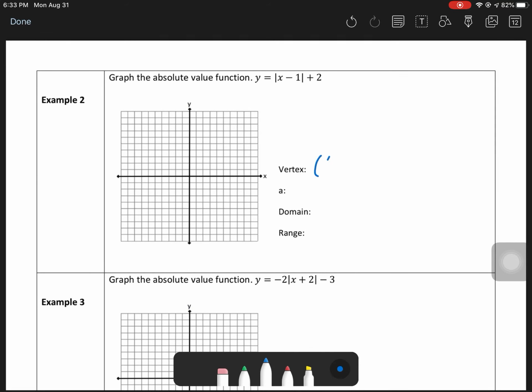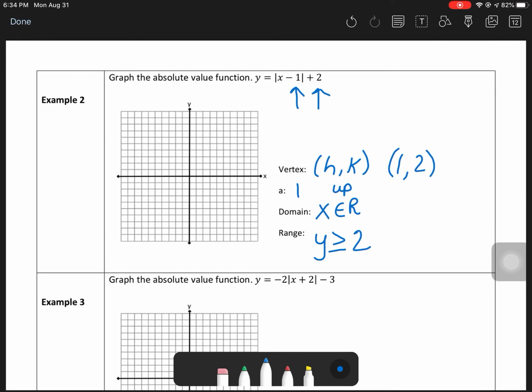Our leading coefficient is the number in front of the absolute value, and since there isn't a number there, our a value is going to be 1. Our domain, our x values, are always going to be infinite left and right, so x is an element of the real numbers. Our range, since we know that this is going to open up, because the a value is positive, is going to be greater than or equal to the k value, which in this case is 2.